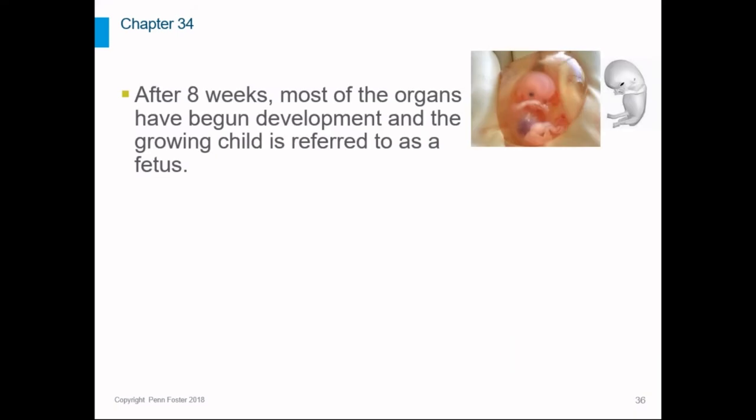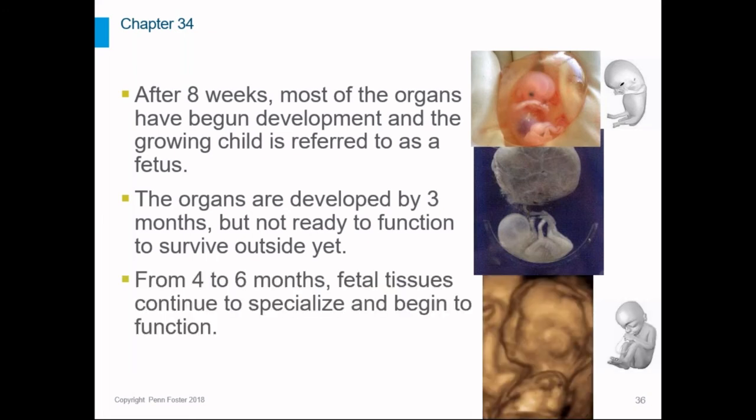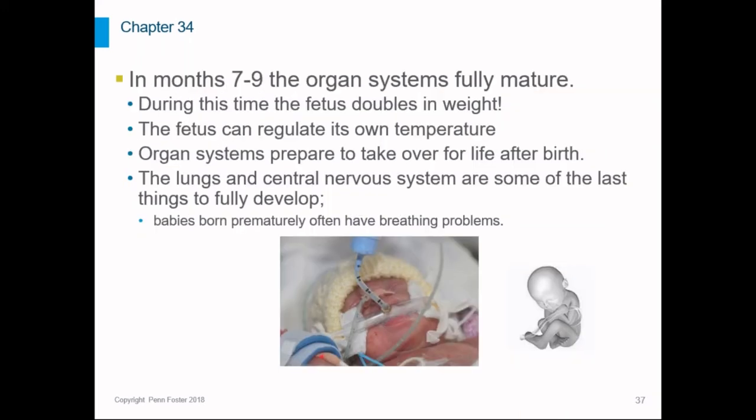After about 8 weeks, most of the organs have begun to develop, and the growing child is referred to as a fetus rather than an embryo. The organs are developed by 3 months, but they're not ready to function to survive outside yet. From 4 months to 6 months, the fetal tissues continue to specialize and begin to function. And then in months 7 through 9, the organ systems fully mature.